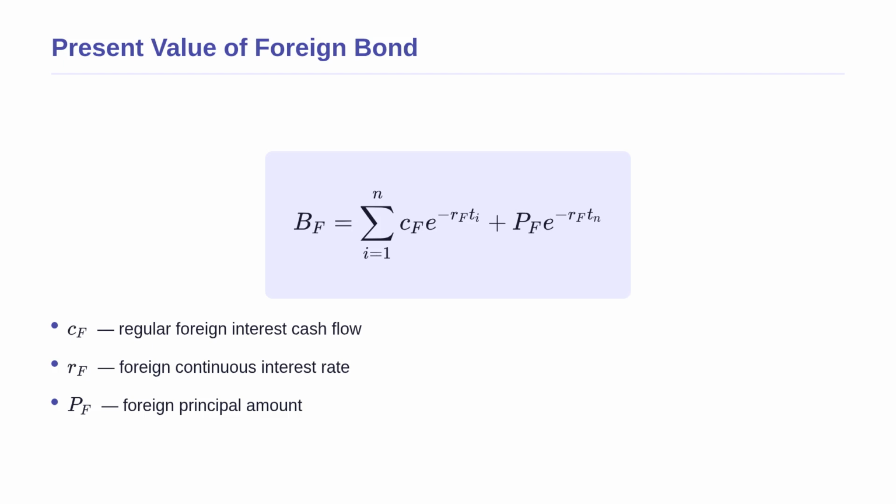Similarly, we calculate the present value of the foreign bond, BF. The structure is identical to the domestic bond formula, but we use foreign cash flows and the foreign interest rate. CF is the foreign interest payment, PF is the foreign principal, and RF is the foreign interest rate. It is crucial to use the foreign interest rate to discount foreign cash flows. If the foreign interest rate increases, the discount factor becomes smaller, which actually decreases the present value of the foreign bond today.